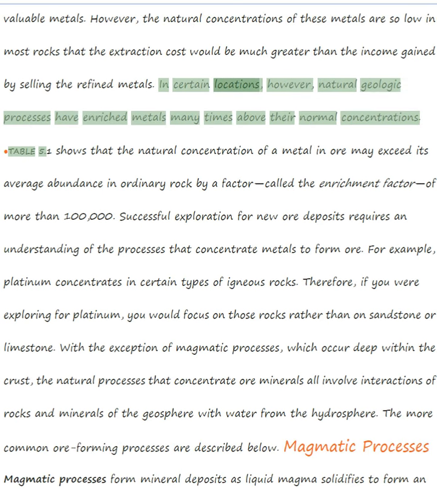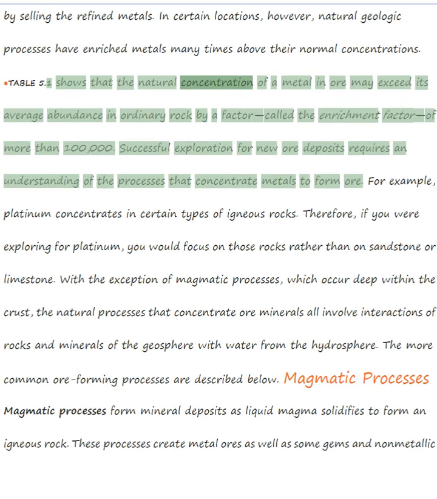In certain locations, however, natural geologic processes have enriched metals many times above their normal concentrations. Table 5.1 shows that the natural concentration of a metal in ore may exceed its average abundance in ordinary rock by a factor, called the enrichment factor, of more than 100,000.